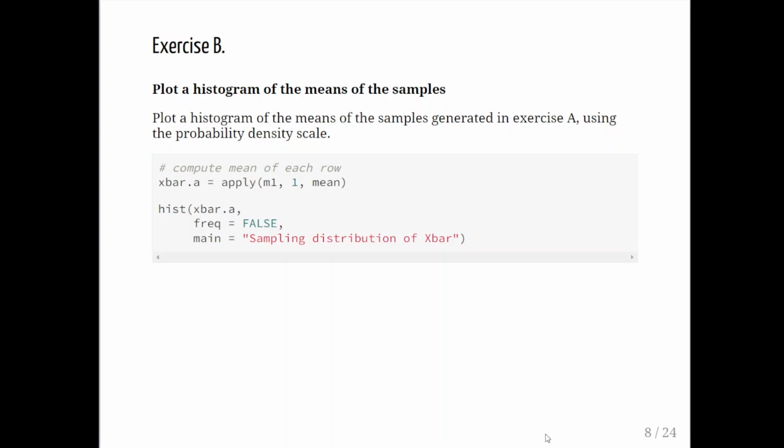So what we end up with here with X bar A is 10,000 values, which are the sample means from each row. The row means are the sample means, each of the 10,000 sample means. We're going to create a little histogram of that. Frequency equals false. Okay. And importantly, just to annotate your graphs.